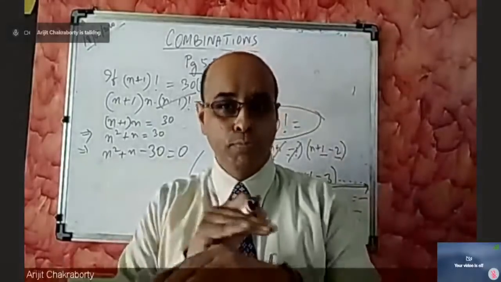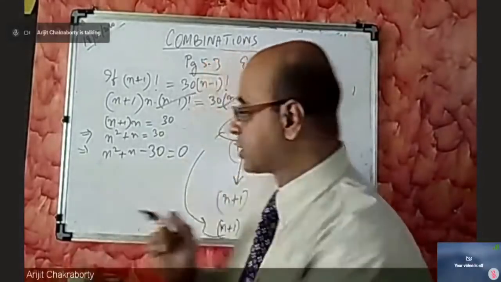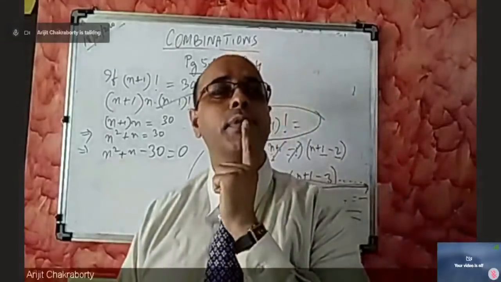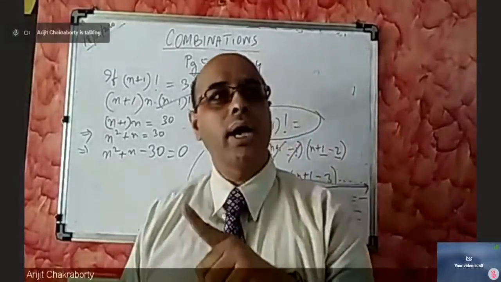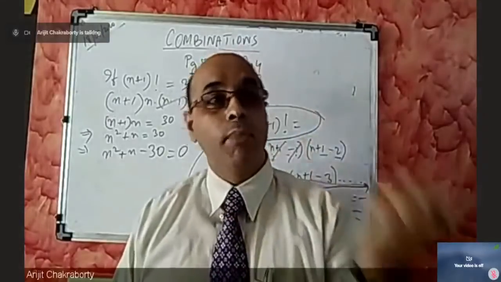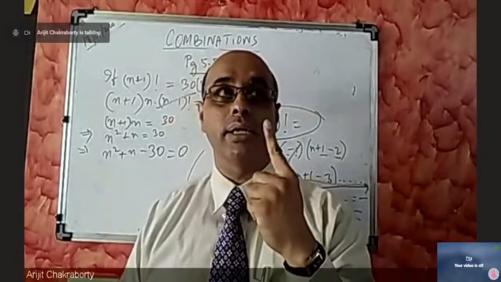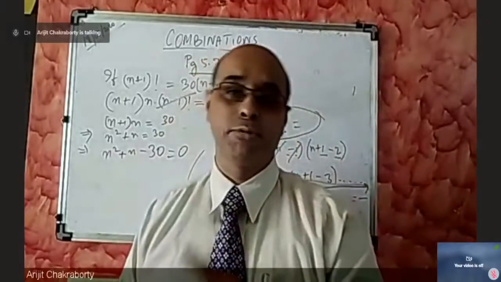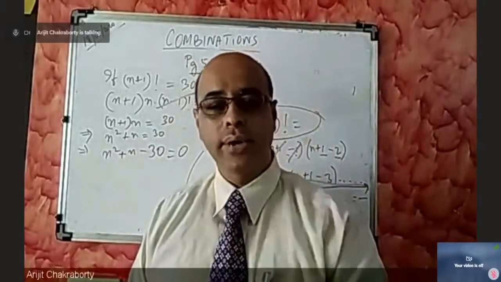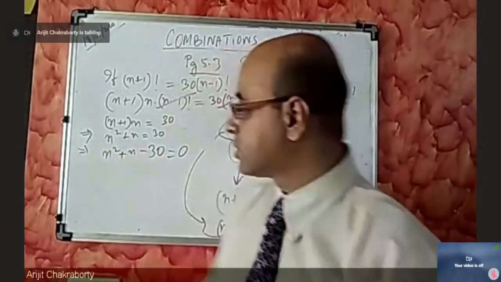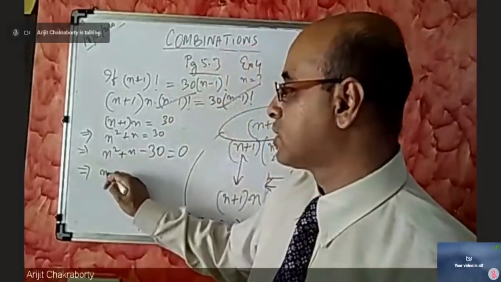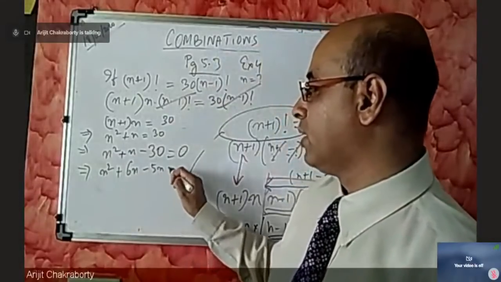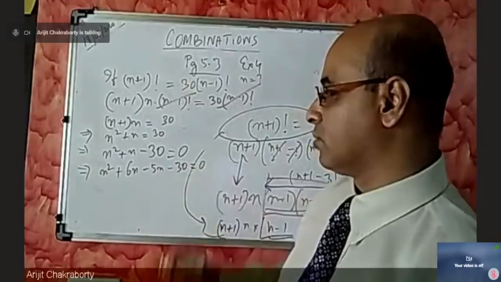Now we have to split the middle term plus n. Now how can I do it? Let me think. 6 into 5 gives me 30, and 6 minus 5 gives me 1. Oh, sounds great. So I'll use it and see what happens. So this is n square plus 6n minus 5n minus 30 equal to 0. Right?